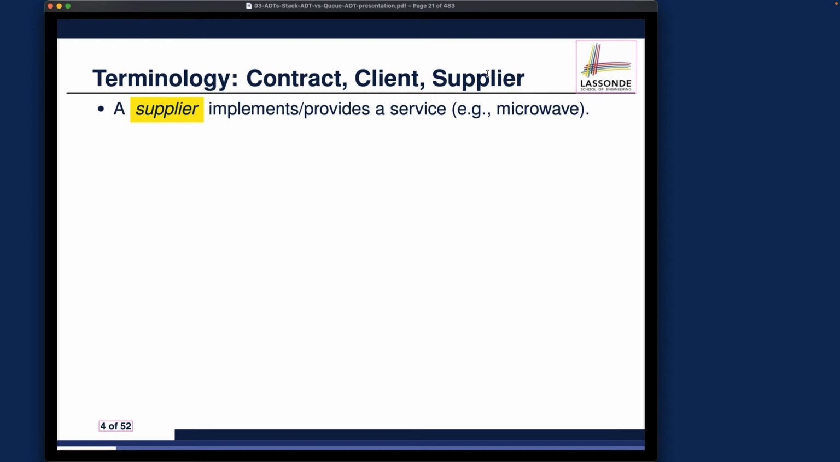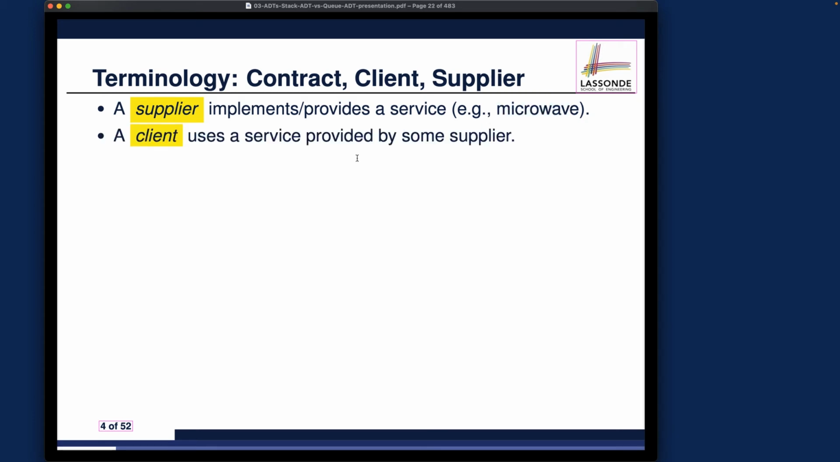Right, a supplier simply implements and provides a service. A supplier can be like a callee. Whenever you have a callee, that means a method that's being called. That method really provides some service. Maybe the service will be like sorting, or, for example, let me use the microwave example, more real life, right? Let's say the service we're providing is like a microwave, which can heat up your lunchbox.